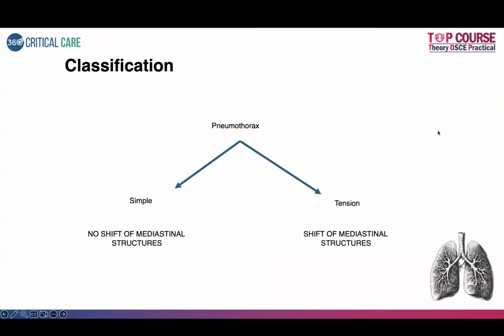So how can you classify pneumothorax? It's pretty straightforward. One is simple or a tension. The only difference between both of them is that in simple, there will not be any shift of mediastinal structures, whereas in a tension, there will be shift of mediastinal structures. So this is the important difference that needs to be kept in mind.